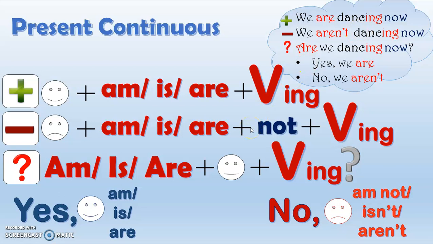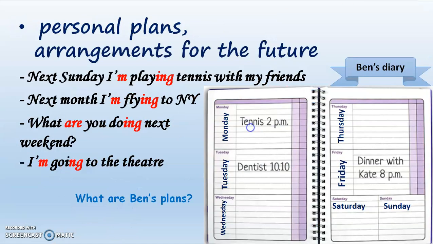But how do you use present continuous for future events or actions? It is used for personal plans or arrangements for the future, and mostly about the near future. Let us read the examples. Next Sunday, I'm playing tennis with my friends. Next month, I'm flying to New York.